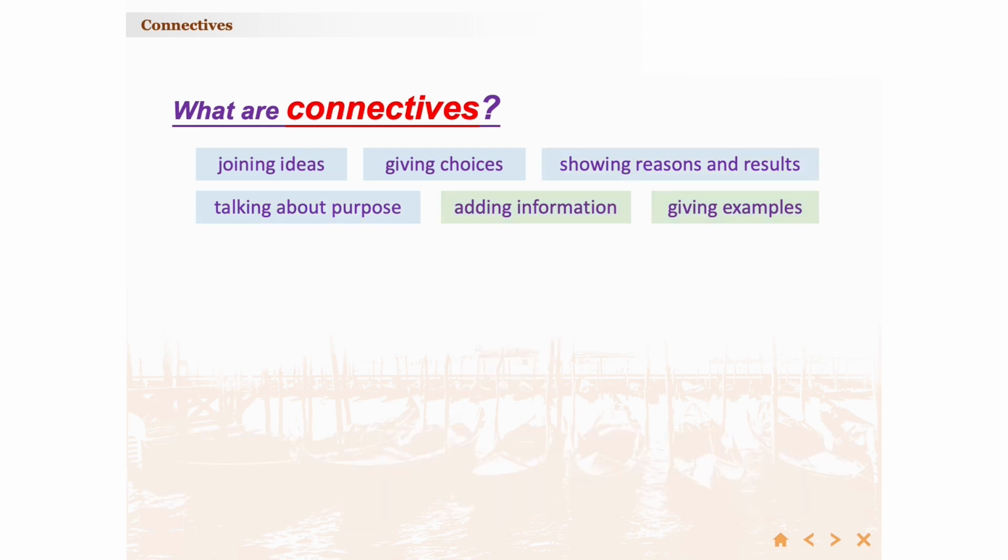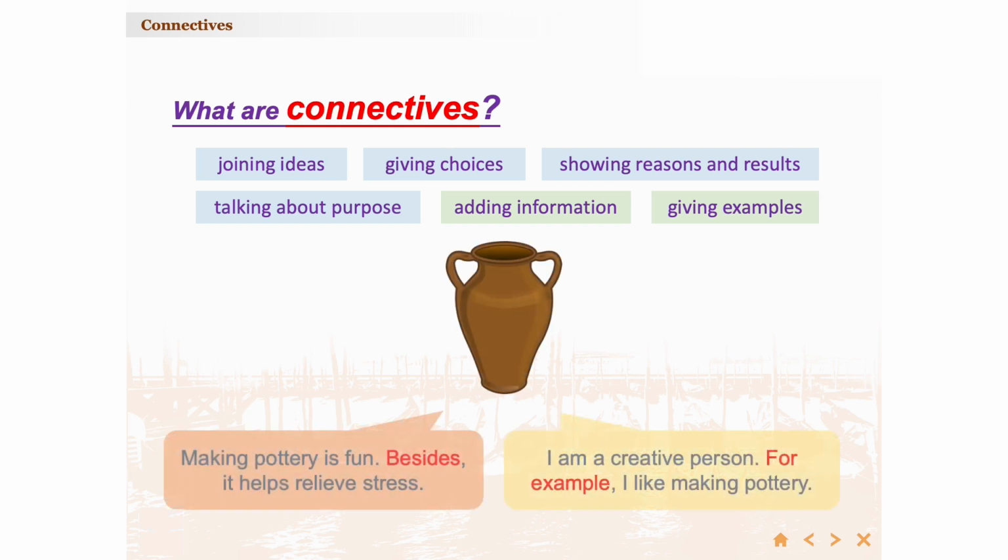Let's see two other examples. In the sentence on the left, the connective "besides" is used here to add information, introducing another benefit of making pottery. In the sentence on the right, the connective "for example" is used to give an example of a way in which the speaker is a creative person.